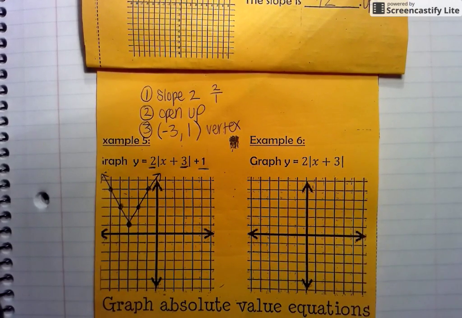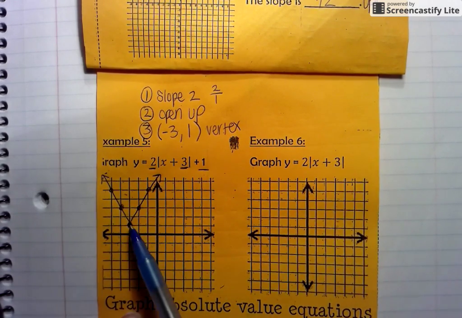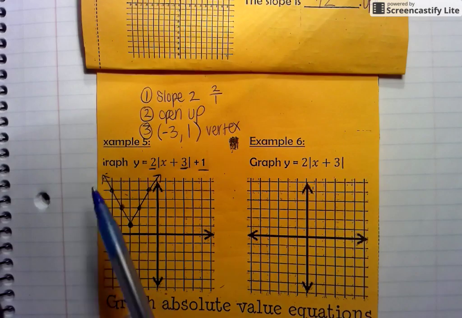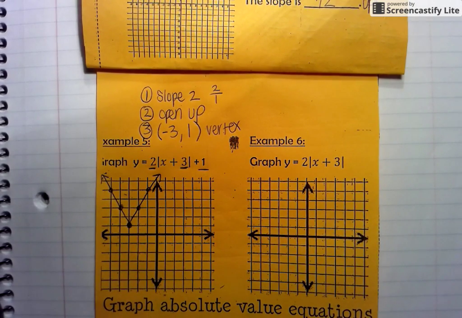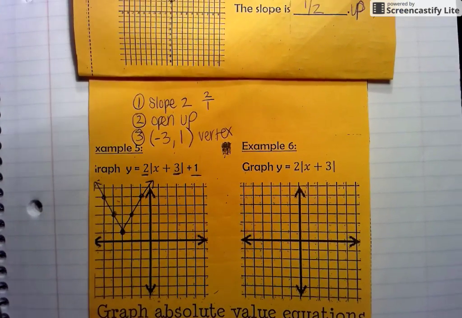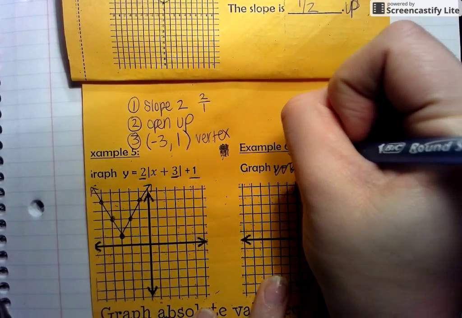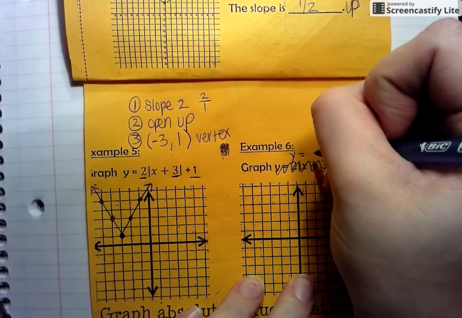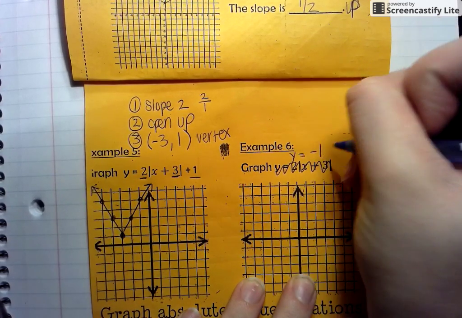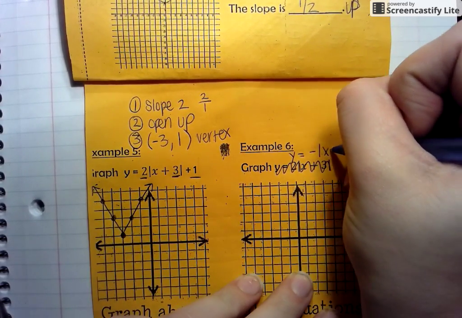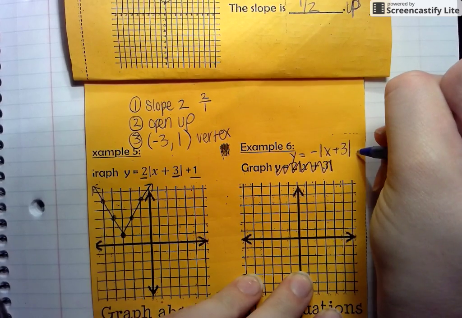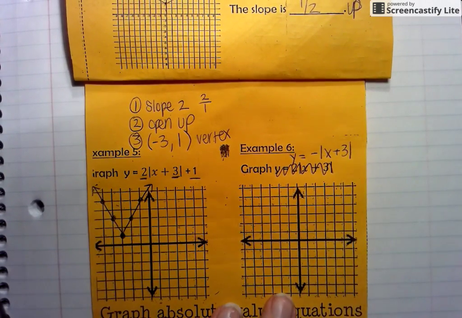So if the vertex is ever facing up, it's our minimum. If it's ever facing down, it's our maximum point. So this is our minimum point. That's where our graph starts, and then it changes in both directions. So in this case, I'm going to switch this equation. We're going to use y is equal to negative absolute value of x plus 3, and then no c value.